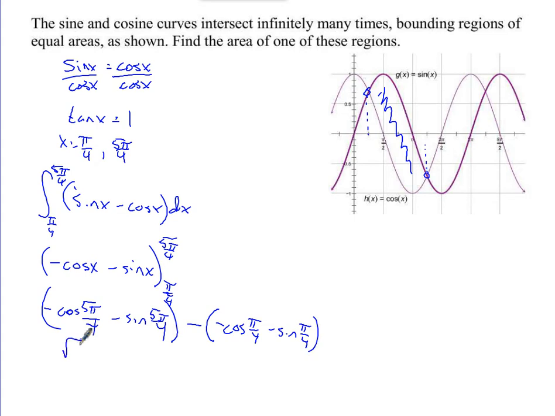Positive square root 2 over 2, sine pi over 4. Is it? The sine of 5 pi over 4, yeah. Okay. So negative, positive. Plus. Okay, so that's just, we'll leave that alone for now.